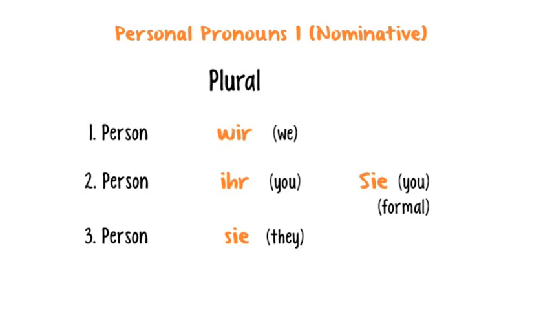Maybe you already noticed that the word sie is used for both she and they. Therefore, you have to figure out the difference from the context. And also the formal form of you in the singular and plural form, Sie, is always capitalized. Wir, ihr, sie.